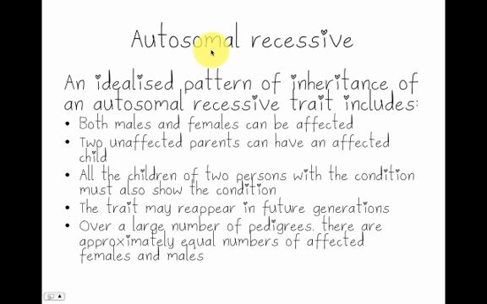When we look at autosomal recessive, what we will notice, being autosomal, it means that both males and females need to be equally or roughly equally affected. But the difference between recessive and dominant is that in a recessive pedigree, you're going to notice that it skips a generation. So two unaffected parents can actually have an affected child.